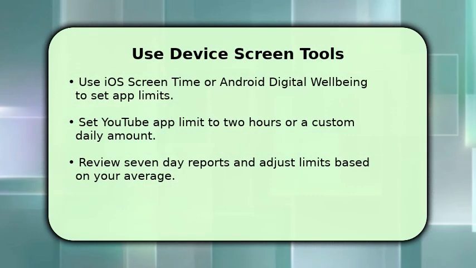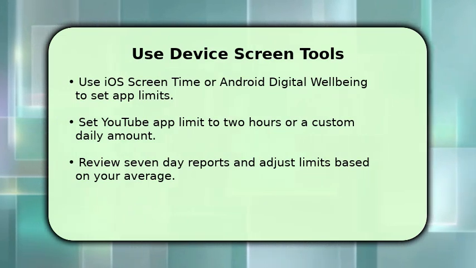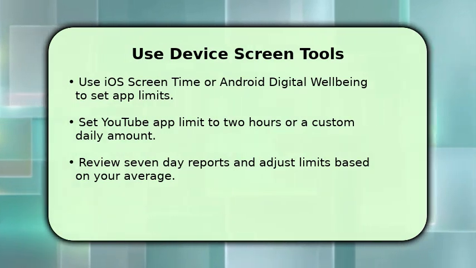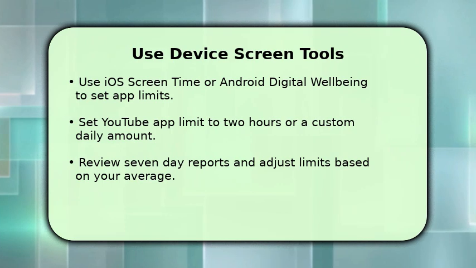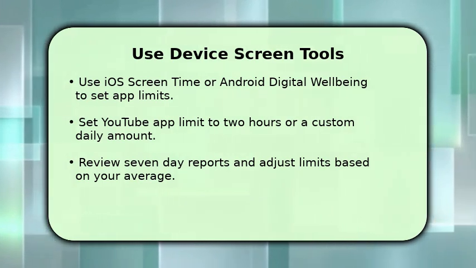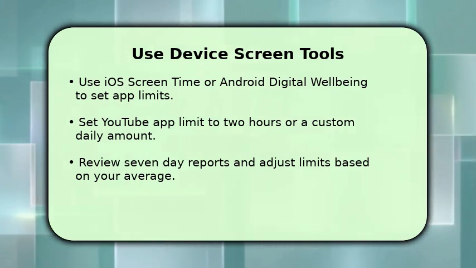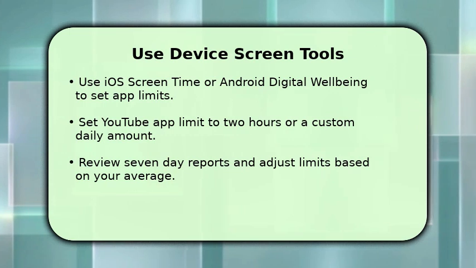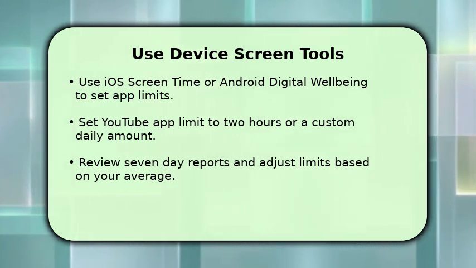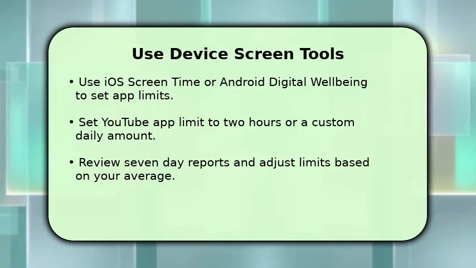Use iOS Screen Time or Android Digital Wellbeing to set app limits for YouTube. Open your device settings and choose App Limits or Dashboard to add a rule. Set the YouTube app limit to 2 hours or a custom daily amount like 45 minutes. Review 7-day reports in those systems to compare with YouTube totals. If you need stricter control, enable downtime or bedtime mode to block access during chosen hours.